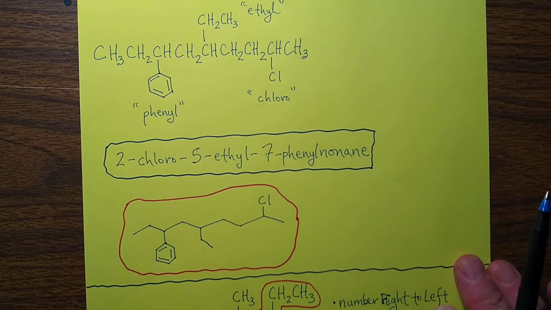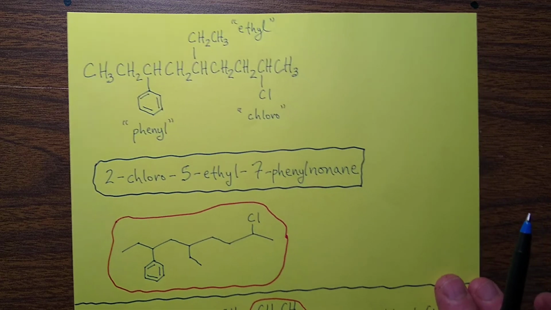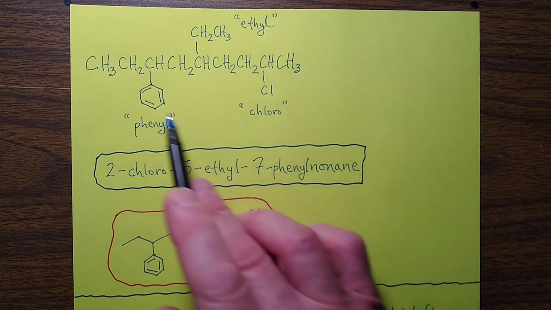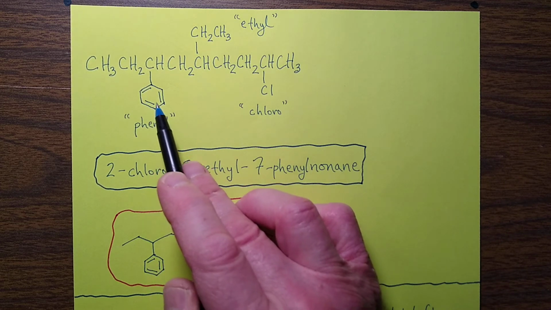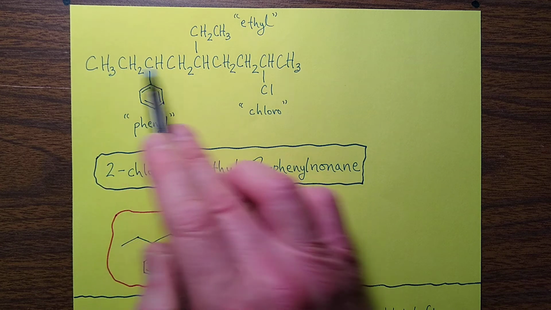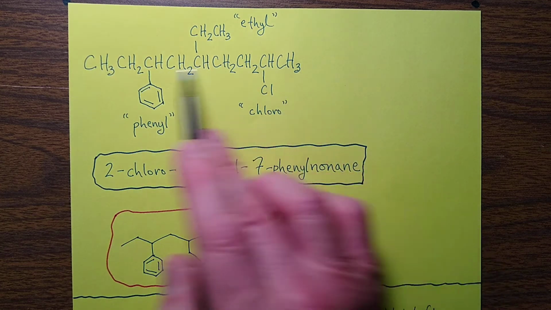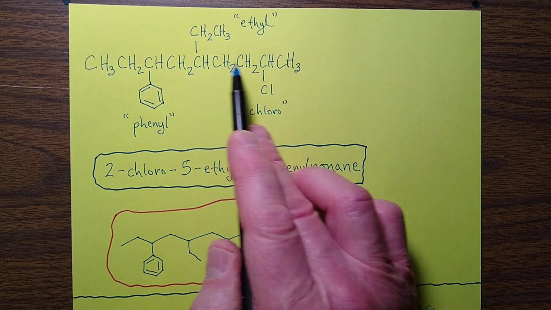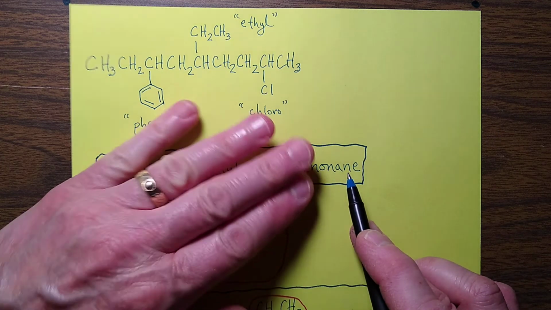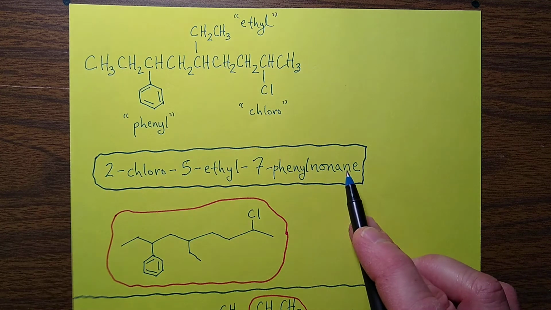Look at this one. This one looks a little strange, maybe. But how would you name this compound? Well, this is not part of the longest chain. You got to find the longest chain of singly bonded carbons. Here it is. 1, 2, 3, 4, 5, 6, 7, 8, 9. So it's going to be based on the hydrocarbon that has 9 carbons, which is nonane.